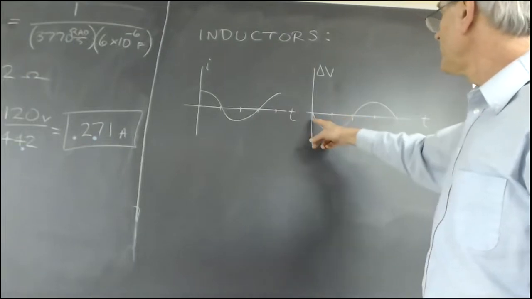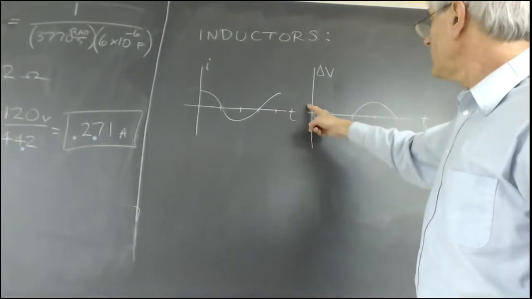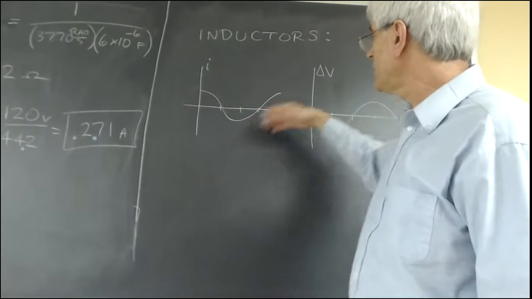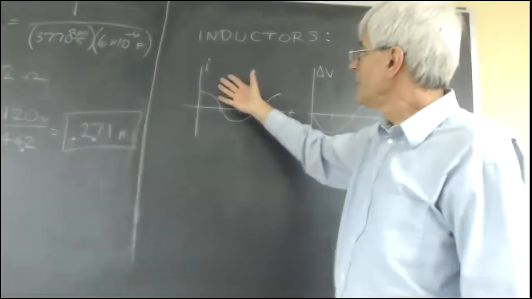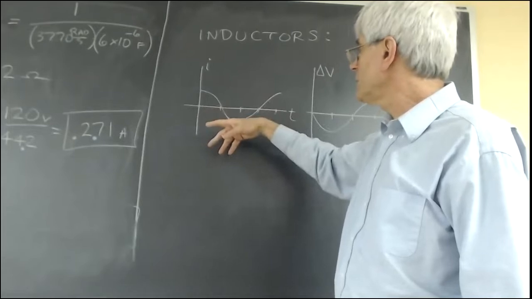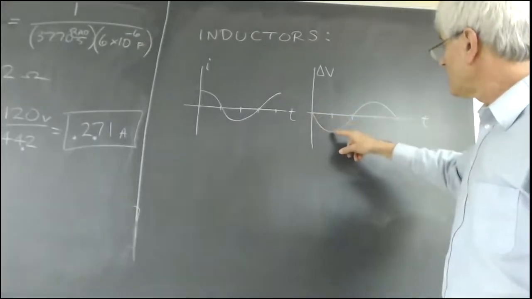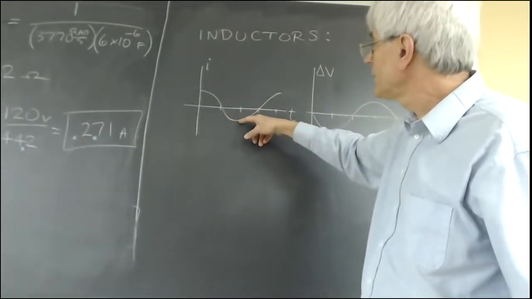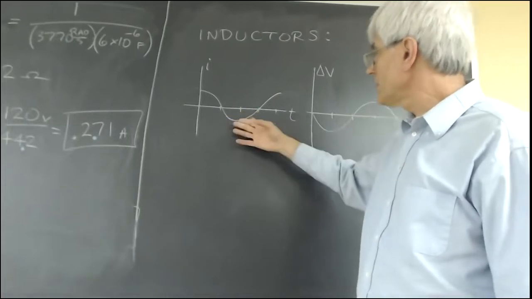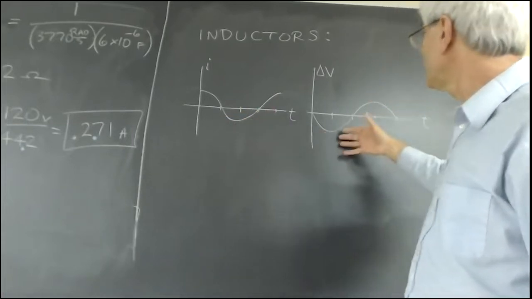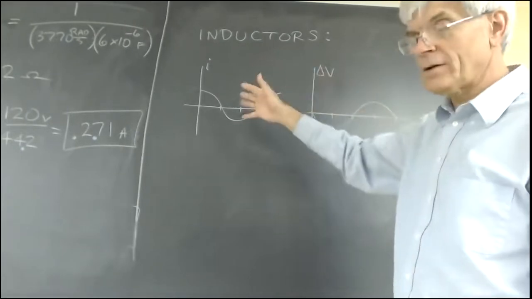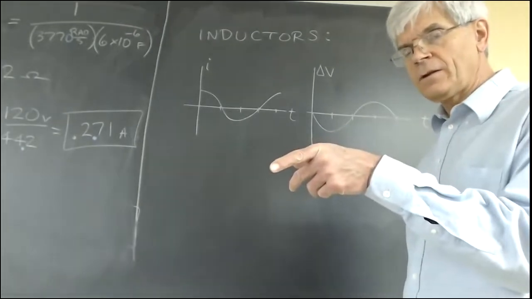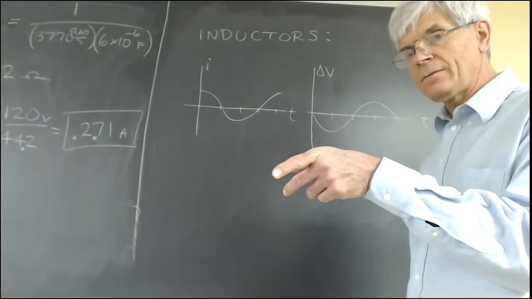So, for example, the voltage starts out going down through 0. A quarter of a cycle later, the current goes down through 0. Voltage did it first. Current did it a quarter cycle later. A quarter of a cycle in, the voltage bottoms out. Half a cycle in, the current bottoms out. So again, current does it a quarter of a cycle later than the voltage does. Voltage leads, current lags.